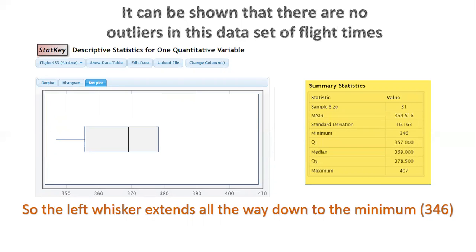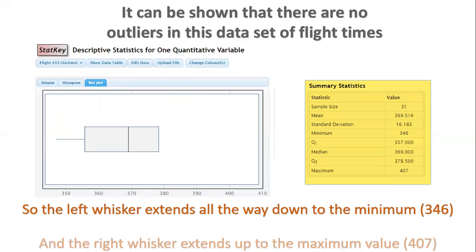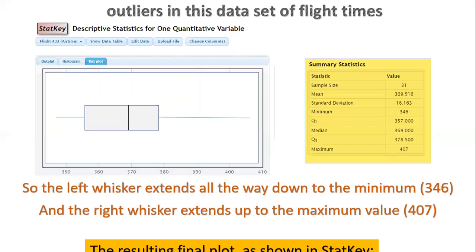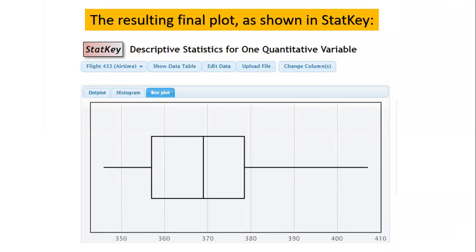Since there are no large outliers, the right whisker is going to extend all the way up to the maximum value of 407. And there we've drawn that extending from the right end of the box out to 407. So by creating the box and then adding the whiskers, we have finished our box plot. And here we have a picture of the resulting final plot as shown in StatKey.